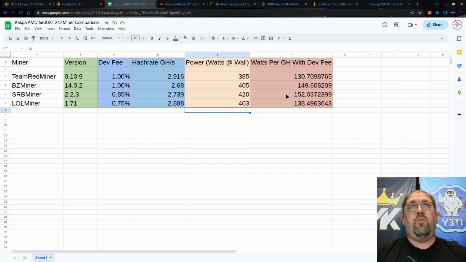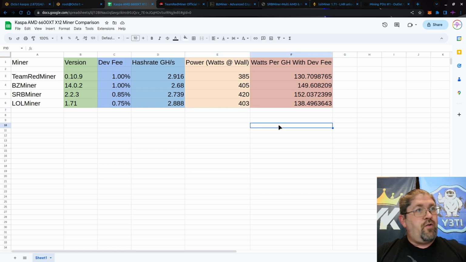And finally, SRBMiner. Sorry, buddy, you need to work on your optimization a little bit more for AMD, for Kaspa, or something like that. Most amount of watts at the wall. In the middle of the pack for hash rate. And the dev fee is 0.1% more. Does play a little bit into it, but this wattage is what's really hurting your optimization. And sorry, you get last place at 152.03 watts per gigahash.